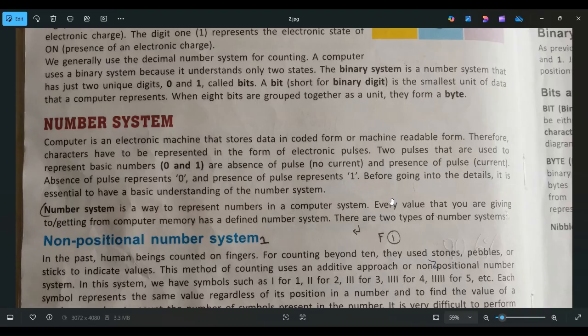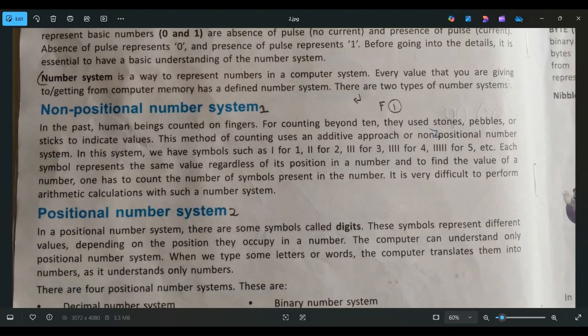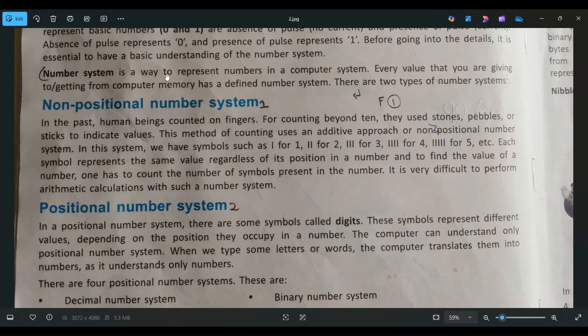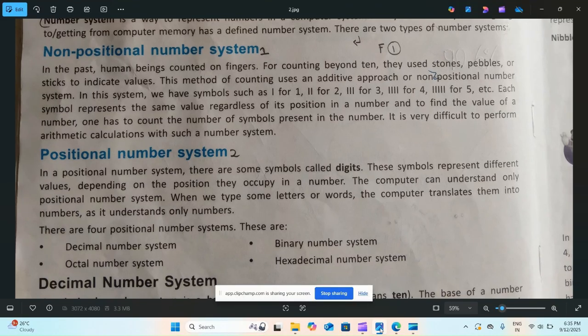Before going into the detail, it is essential to understand the basics, before moving to the conversion and all those parts. So a number system is a way to represent numbers in a computer system. Every value that you give to or get from computer memory has a defined number system. Basically, there are two types of number systems: non-positional and positional. Computers understand only positional. We'll see this. What do we mean by positional and non-positional?